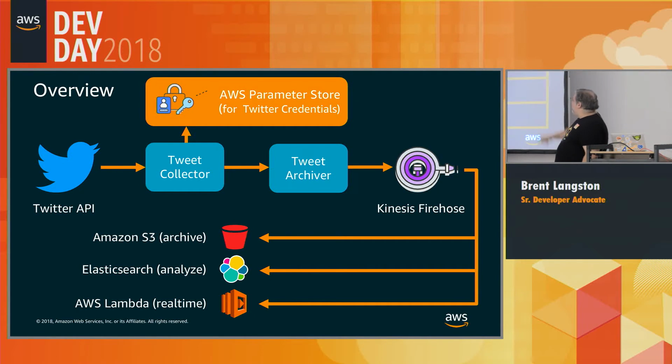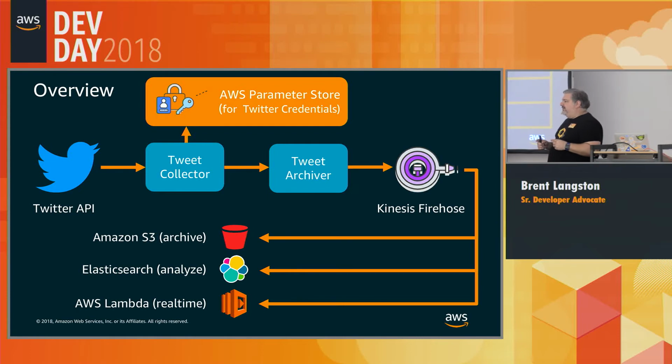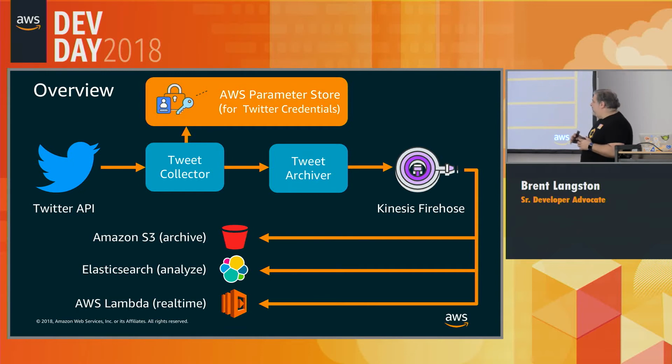So how do we deal with that kind of failure? We're going to do that with Kinesis Firehose. We're going to write our tweets into Firehose, and then from there, we can set Firehose to log directly to S3. We can also have the ELK stack, the AWS Elasticsearch service, as a target. And then we can process these tweets in real time using AWS Lambda. So we can do all kinds of cool things with it.